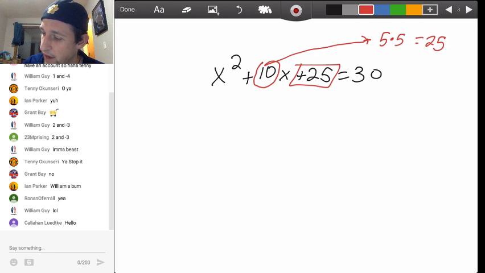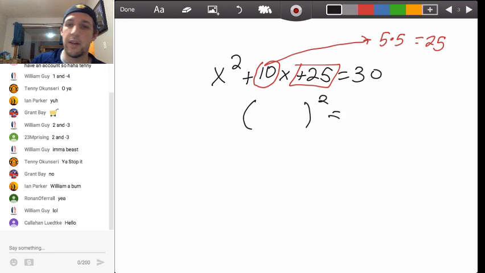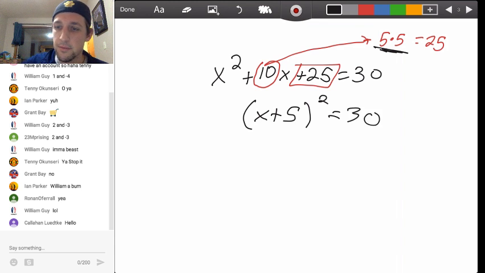Okay, and we're going to try to factor it into something that looks like that. We should know what it factors into, because it's supposed to factor into two of the same number, and we know what those numbers are because we just used them up there to make the 25. So this should factor into x plus 5 squared equals 30. And now we're kind of on the same step that we were at before, okay?